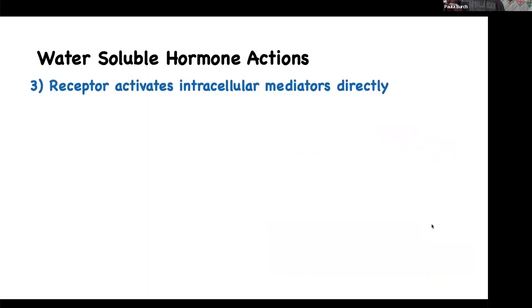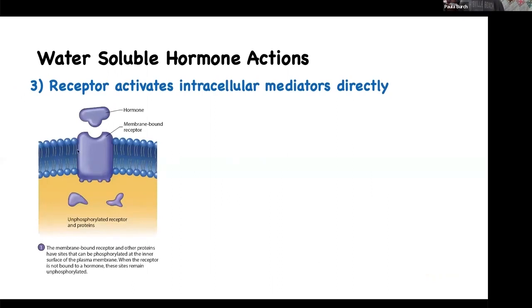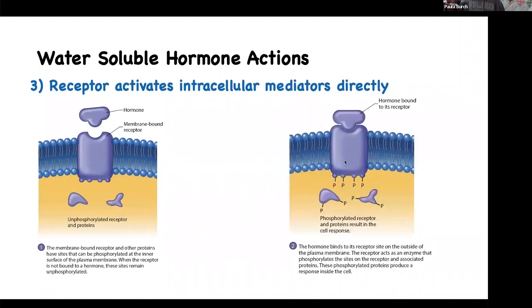The third type of outcome does not involve a G protein. In this case, the receptor, once it's activated, becomes an enzyme. In this illustration here, you can see the binding of the hormone to the receptor will cause it to change its shape, exposing binding sites for phosphates. When the phosphates bind to the receptor, it activates the receptor, and now it functions as an enzyme to phosphorylate other proteins that are located within the cell. And these phosphorylated proteins then will bring about the cell's response. So it's a direct response because it does not involve a G protein. The receptor functions as an enzyme itself.